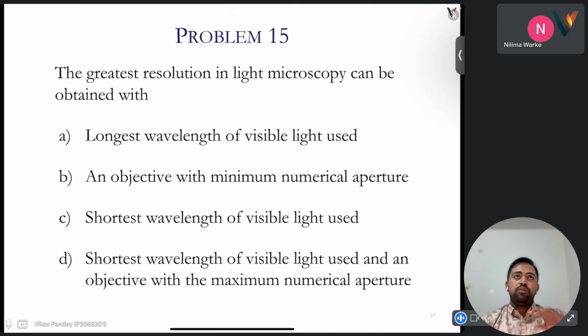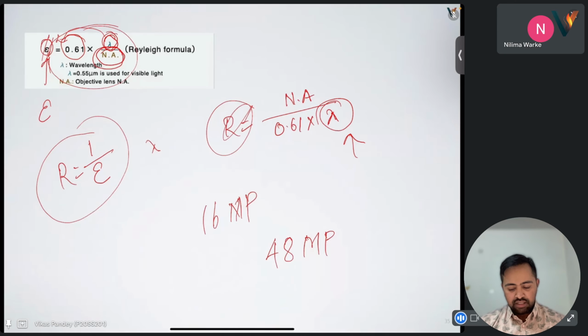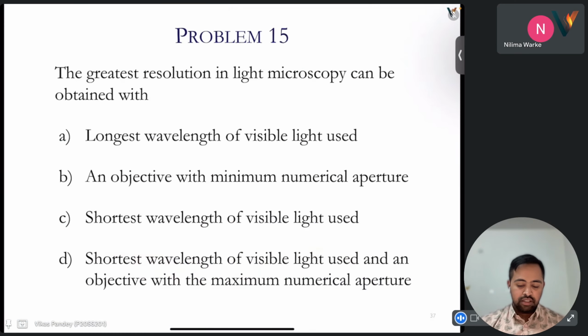So we have to use a light that is of shorter wavelength. No, IR doesn't have high resolution. IR doesn't have a lower wavelength. IR is used for intensity, it is about IR reflection and all. That is a different thing.